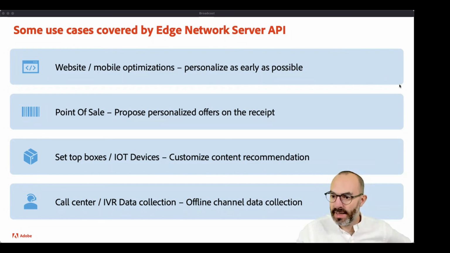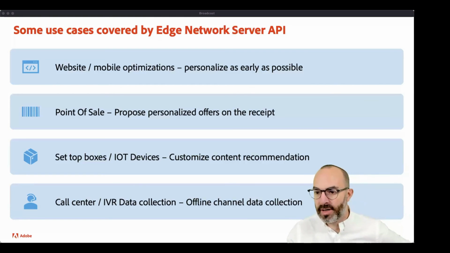Just for context, the Edge Network Server API was released into production in beginning of April this year. So that's just 4 or 5 months ago. So I'm not sure if it's already part of the default implementation documentation, but just feel free to contact me or your account team to find out how we can help you in your specific requests.